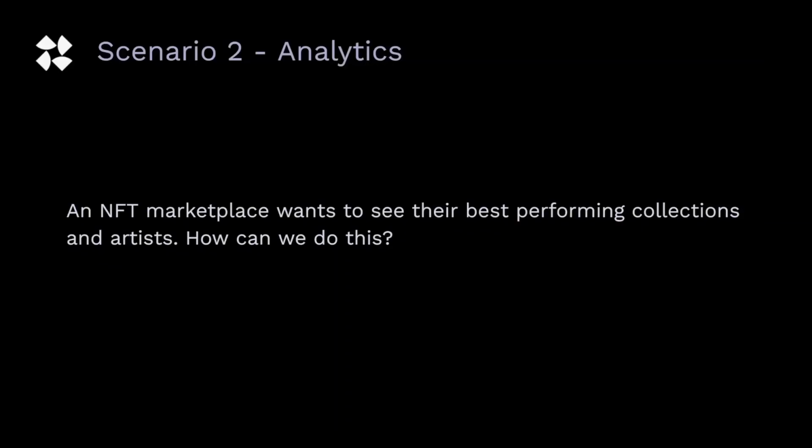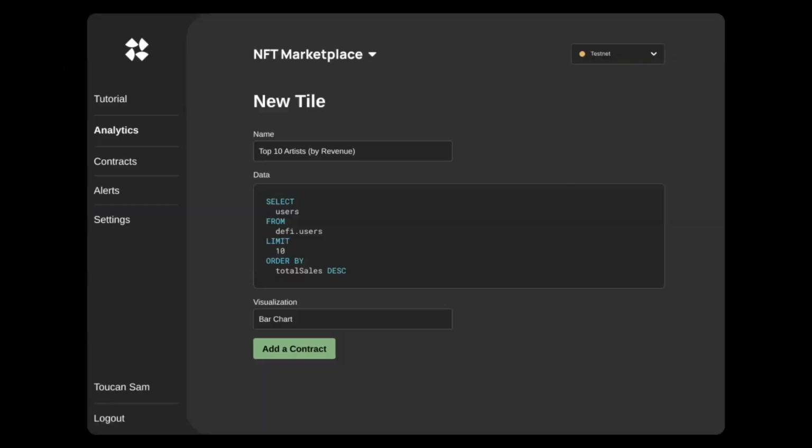So, second scenario here, I mentioned analytics. This one's a little less dire. An NFT marketplace wants to see their best performing collections and artists. How can we do this? Well, with access to Near Lake, we're able to query all kinds of different on-chain data. And in this case, it's as simple as adding a tile to our analytics dashboard. We want to see our top 10 artists by revenue.